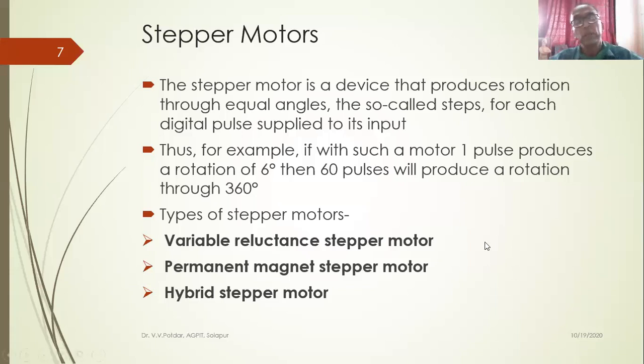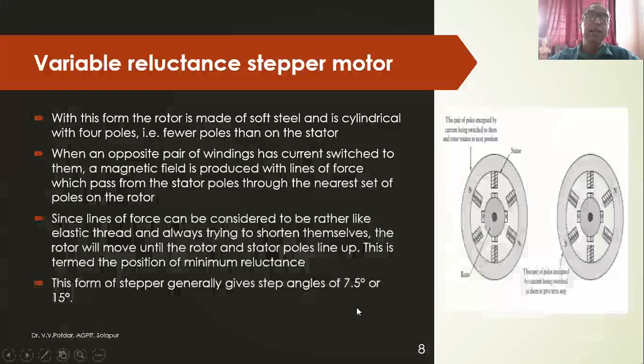Types of stepper motors: you have 3 types. Variable reluctance type stepper motor, then permanent magnet type stepper motor, and the third one is hybrid stepper motor. Now, variable reluctance type stepper motor. Reluctance is related to magnetism. So we'll see the constructional details of the variable reluctance stepper motor.